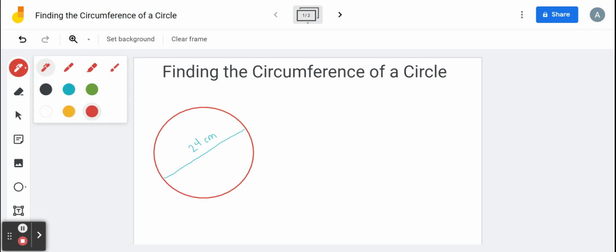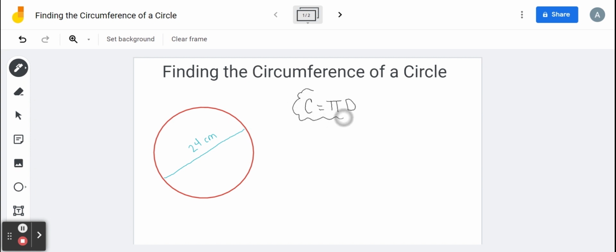In this video, we're going to focus on just finding the circumference of a circle when given the diameter and given the radius. Before we begin, we need to know the formula for finding the circumference. Let C represent circumference, and C equals pi times the diameter. So this is our basic formula that we're going to follow when finding the circumference.